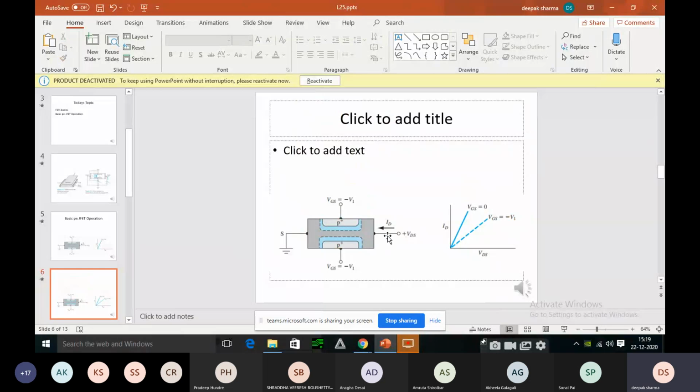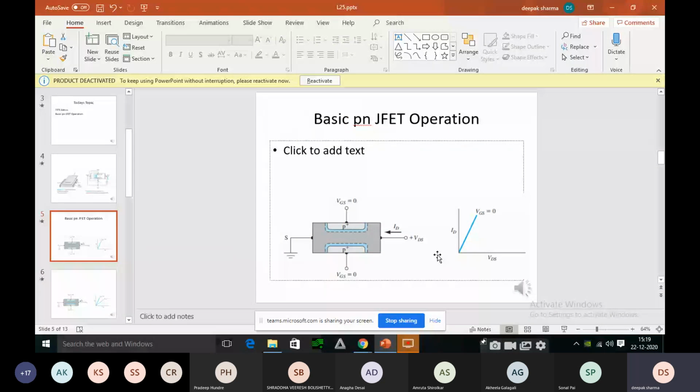So when we increase this VDS, current will start increasing. As you are seeing in the graph, the x-axis is VDS and the y-axis is ID, that is the drain current. As we increase the VDS, yes, current will increase. Correct. But what is fixed? What is constant? VGS we have made constant. That is, we are not changing the gate voltage. Simply we are increasing the drain voltage.